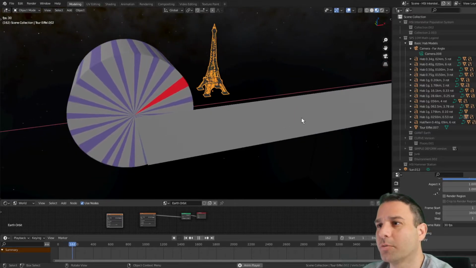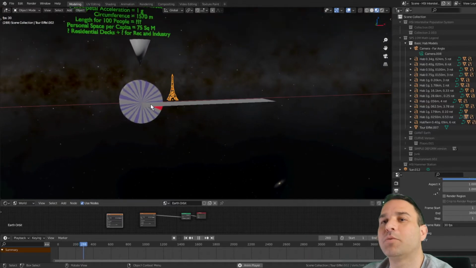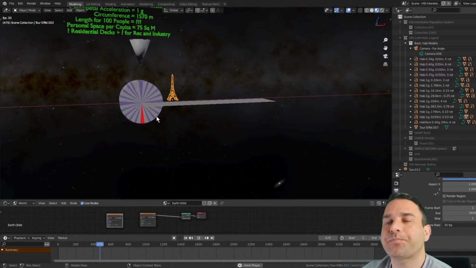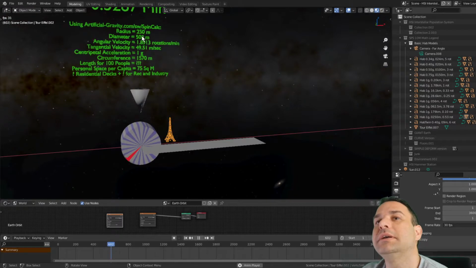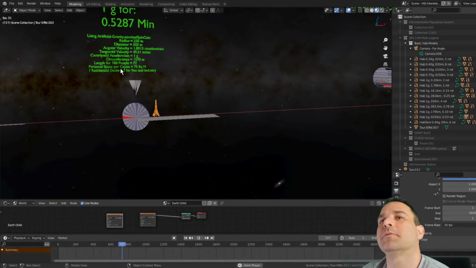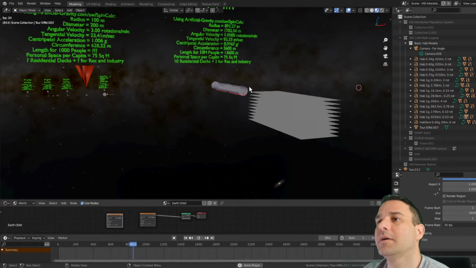There's an enormous amount of space inside. And then this is starting to get to the point where it spins slow enough so you're not feeling the effects too drastically. And so that's also roughly 1G with a 500-meter diameter and a 250-meter radius.